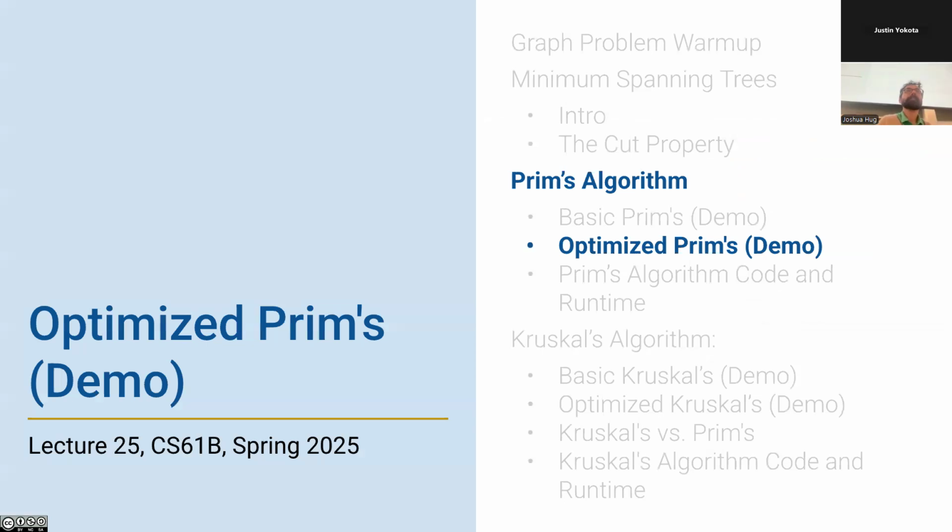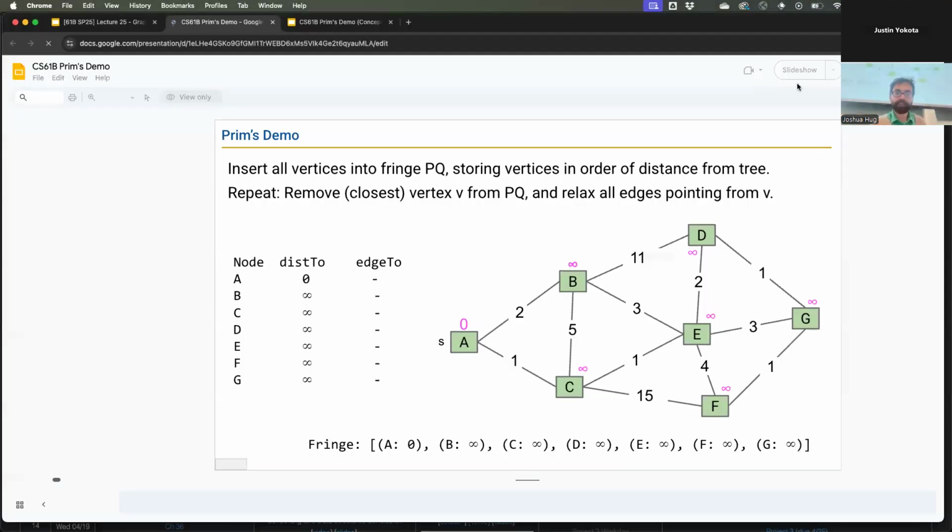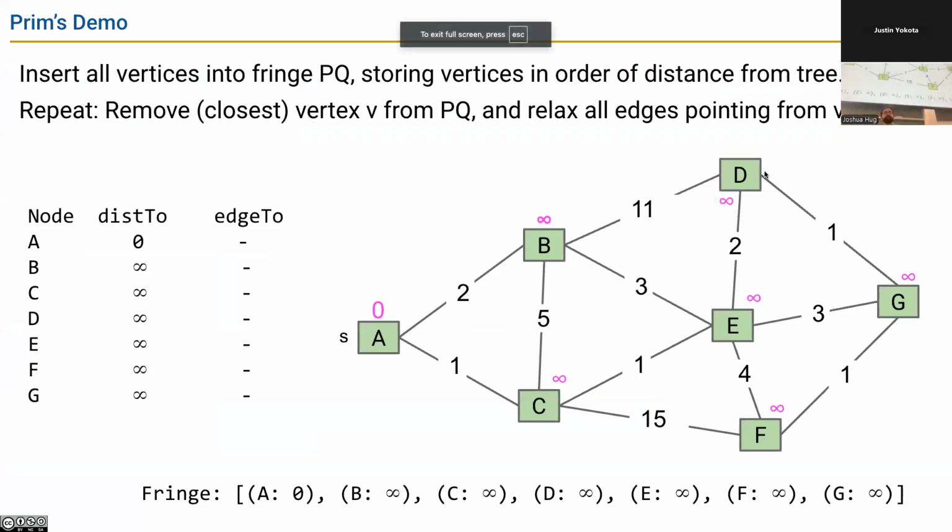Okay. Now, the thing I didn't like before is that iterating over a bunch of magenta edges is slow. So we could be a little clever and use the priority queue to speed things up. And it turns out we'll have something that's almost identical to Dijkstra's. It's just the way in which we think about the algorithm is a little different. Instead of with Dijkstra's, it was the distance from the source. Now it's going to be the distance from the tree. So Dijkstra's is distance from source. Prim's is the exact same thing, but distance from tree.